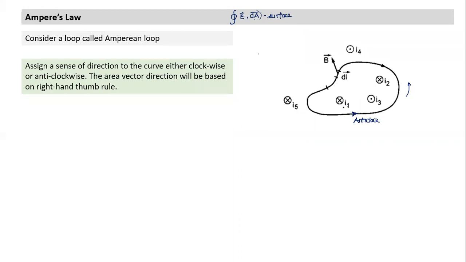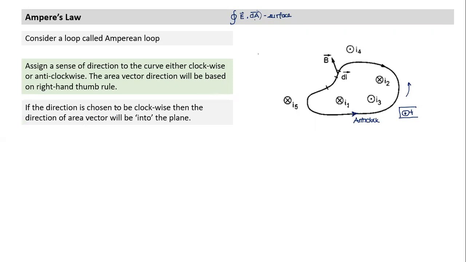So when we have anti-clockwise, we get a sense of direction, and the area vector will be based on the right hand thumb. If I choose anti-clockwise, this direction will be positive. What is the positive direction depends on whether I have taken the anti-clockwise or clockwise sense. Unless mentioned otherwise, we can always take anti-clockwise as positive, in which case the dot product will be positive. If the direction is chosen to be clockwise, the area vector will be into the page; if anti-clockwise, it will be out of the page.